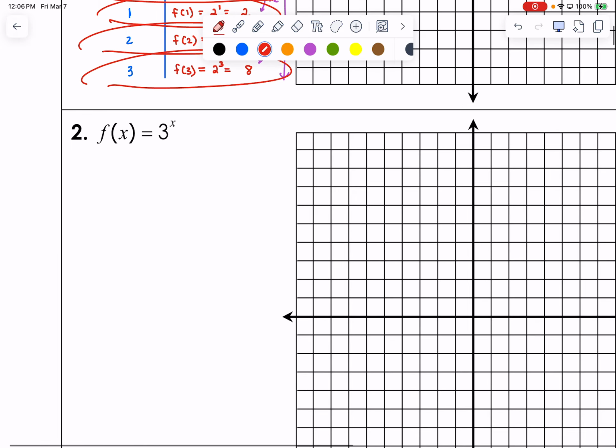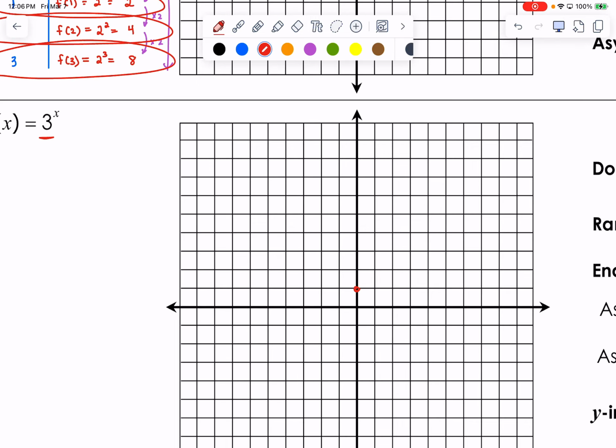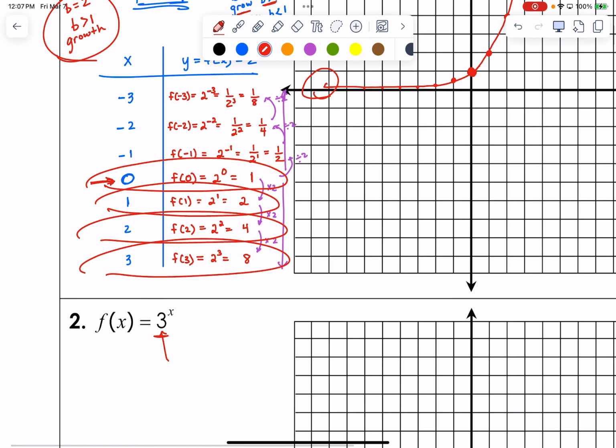Okay, 3 to the x. Where do all of these start at? 0, 1. So here's what you get to do now. You ready? I'm only going to make you do 3 points, and I'm going to let you cheat now. You look at the base. What's the base? That's how it grows. Who wants to have to do a table every time? Okay, I'm going to teach you how to cheat now.